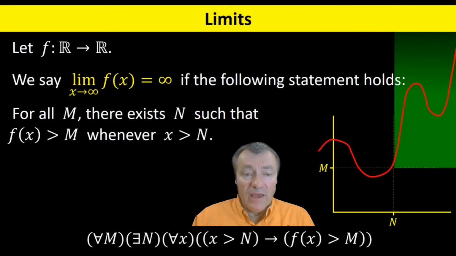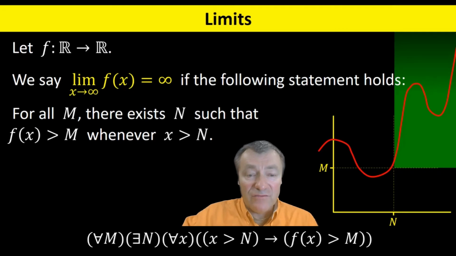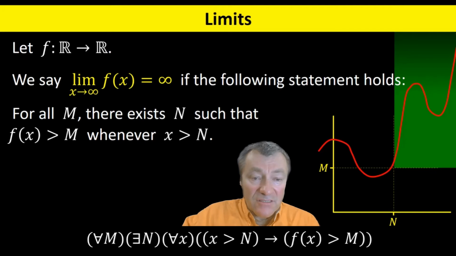Let me just stare at the sentence that defines the limit and read it. If you have a function f from the reals to the reals, you say that the limit of f of x is infinity as x goes to infinity if the following statement holds. So this is a definition of that symbolic thing that I just wrote. It says, for all m, there exists an n such that f of x is bigger than m whenever x is bigger than n. It says that you can make the function as big as you want by just going far enough to the right on the graph.